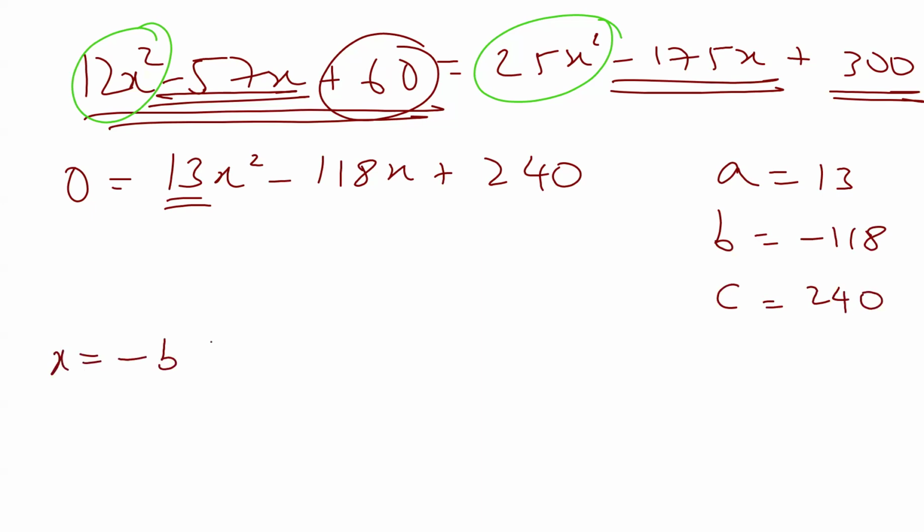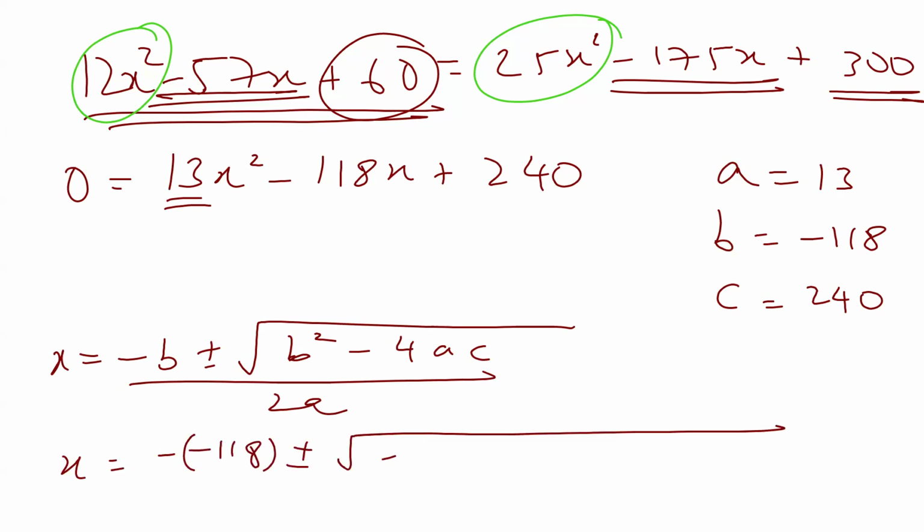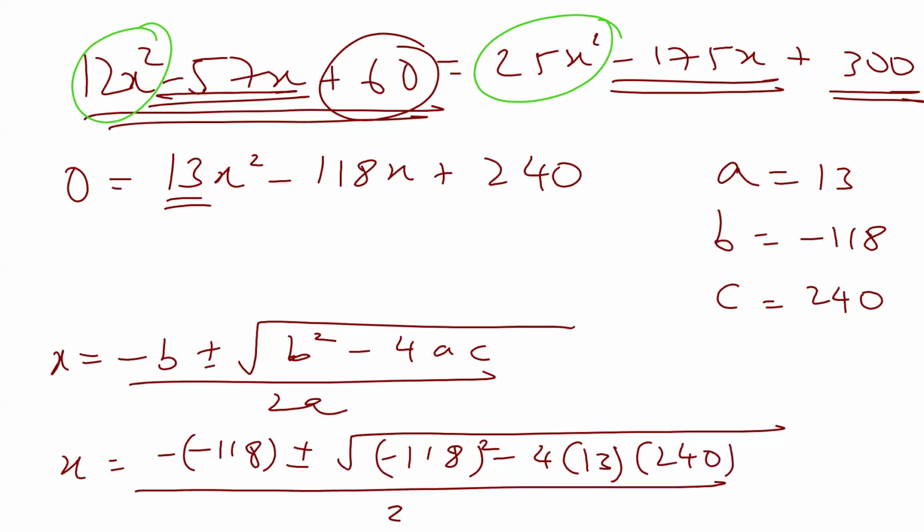So X is equal to minus B plus or minus root of B square minus 4AC upon 2A. So X is equal to minus of minus 118 plus or minus root of minus 118 whole square minus 4 into 13 into 240 upon 2A, right? Please copy it here.